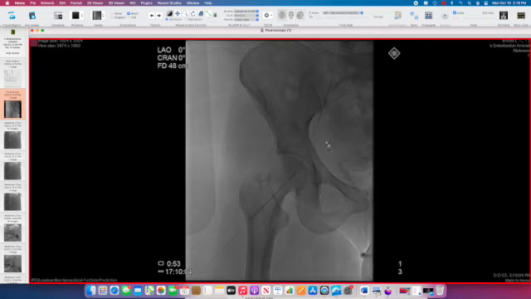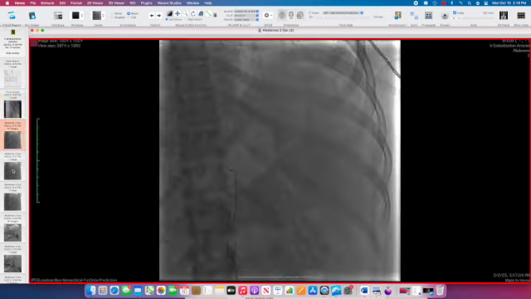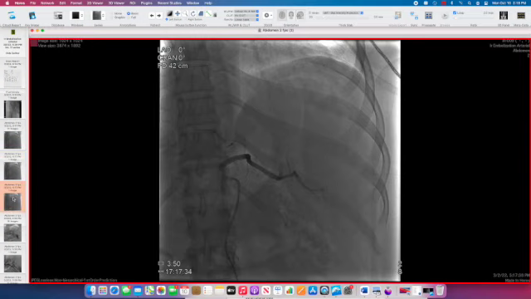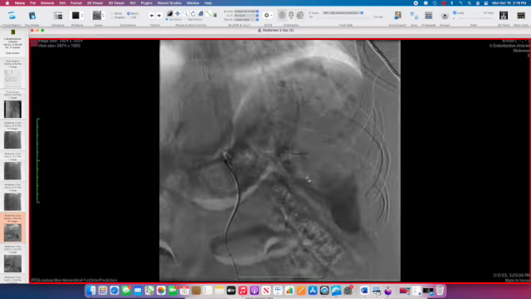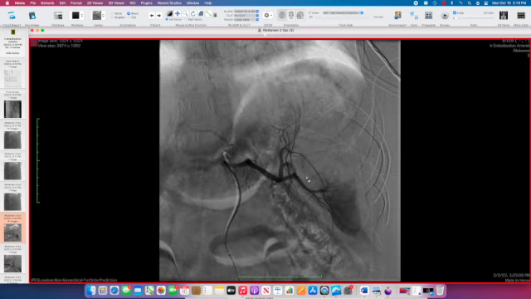I saved this image because it shows that I accessed the femoral artery directly over the femoral head, which is the safest spot for when we want to get hemostasis at the end of the procedure. So after getting access, we advanced a catheter into the celiac trunk, and then ultimately into the splenic artery, and did a splenic artery angiogram.